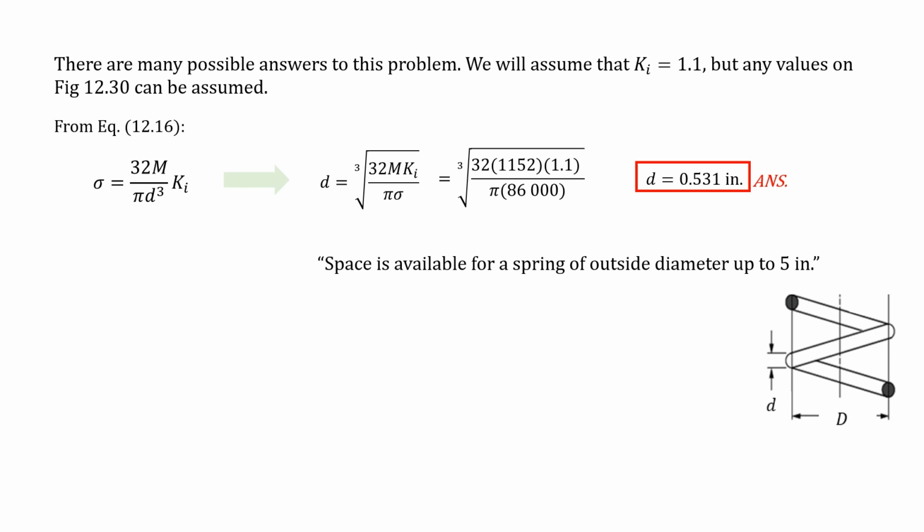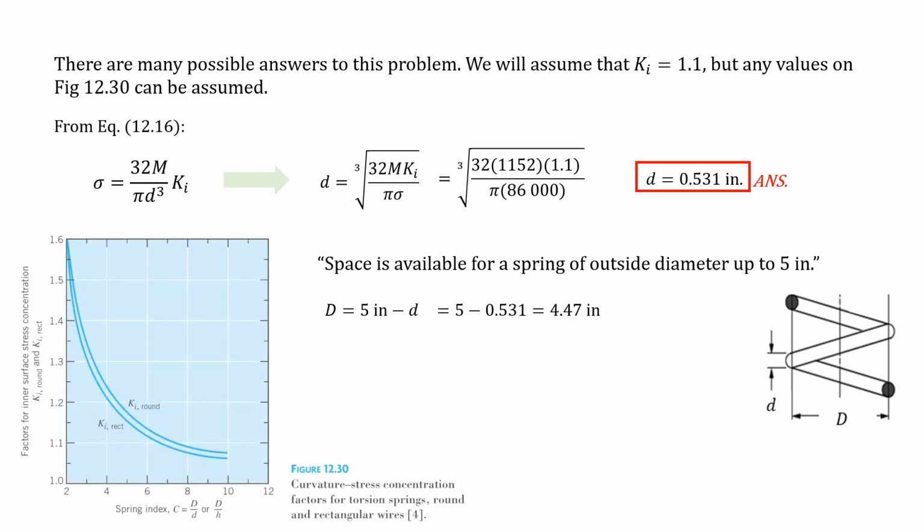Essentially, it's the outer diameter minus 2 of the radii of the wire diameter. So essentially your outer diameter is this large D minus the lowercase d. So based on the fact that we know our outside diameter can be 5 inches, we come up with this expression here, and we can solve for our uppercase diameter, which is 4.47 inches.